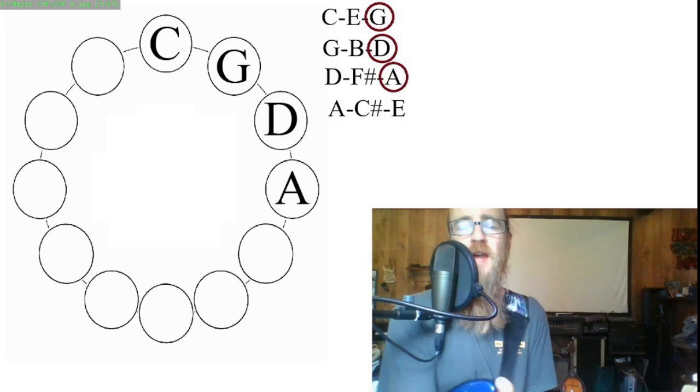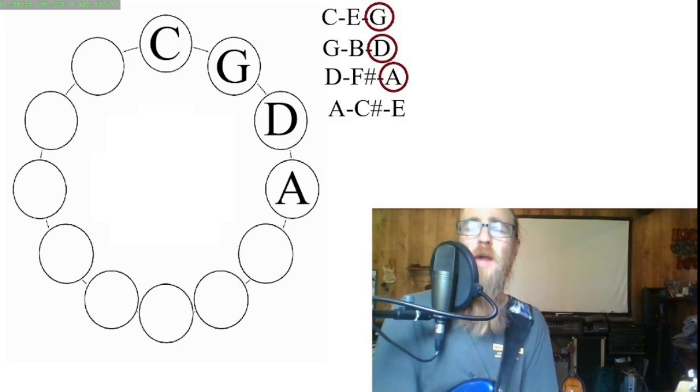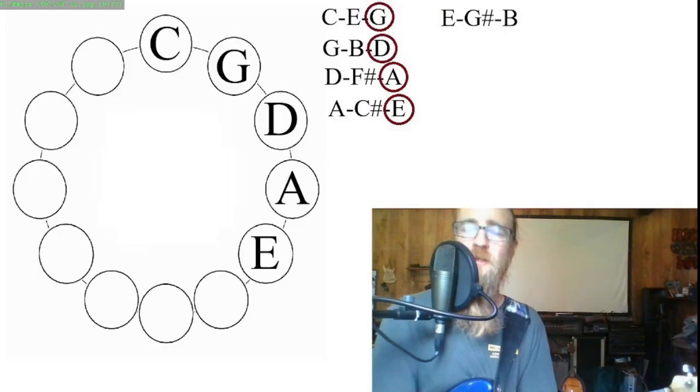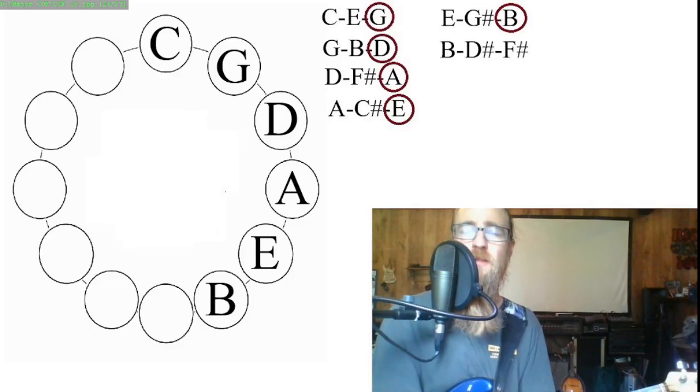Then the triad for A major is A, C sharp, and E. So we go with the fifth interval, which is E, and we come up with E major. So far we have C, G, D, A, and E. Starting with E major now, the triad for E major is E, G sharp, and B. So we're going to go with the fifth interval, which is B, and we're going to come up with B.